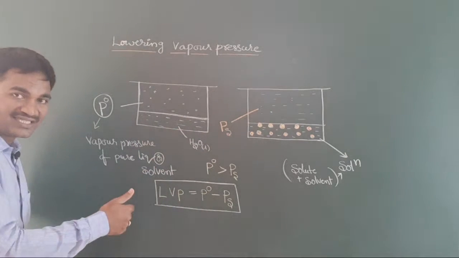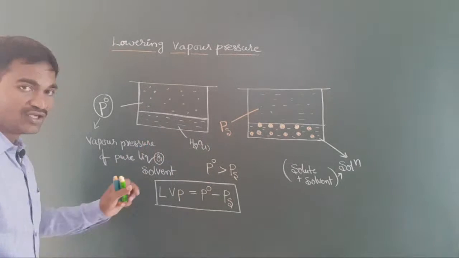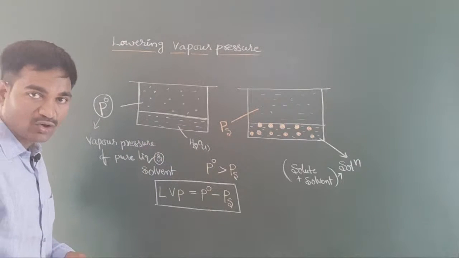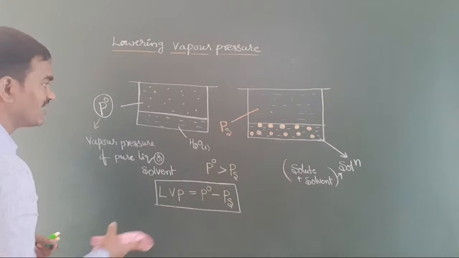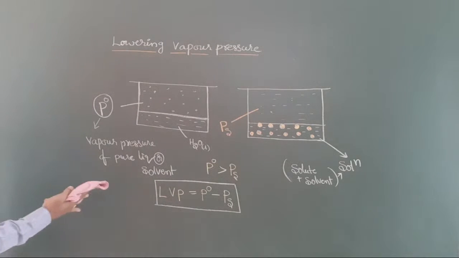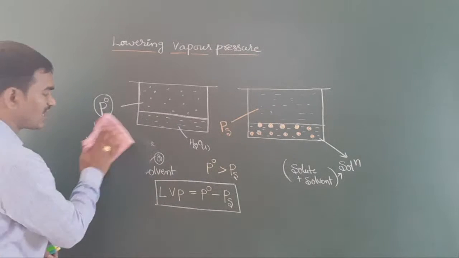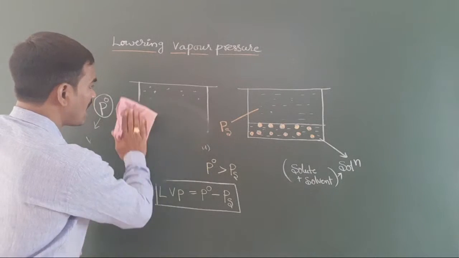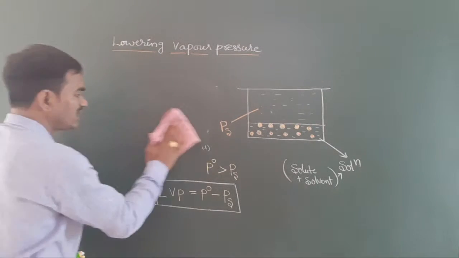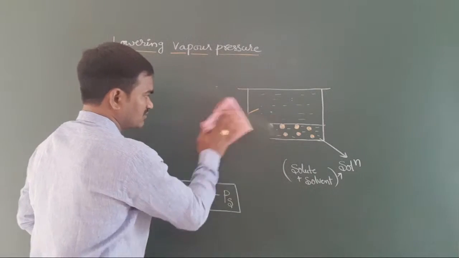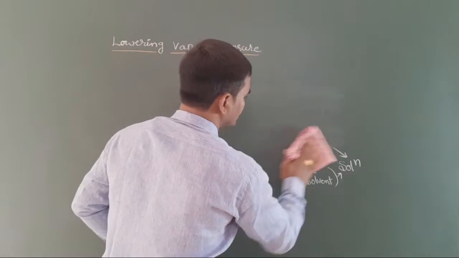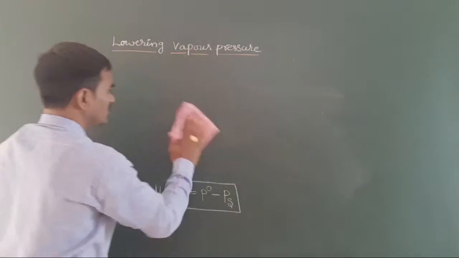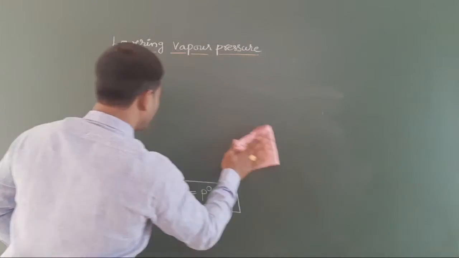Any doubt in this? You take it once, after that we'll go to the RLVP, relative lowering vapor pressure. Take it down. Is it clear? Right. So up to here we learned about the lowering vapor pressure. Now coming to the next one.